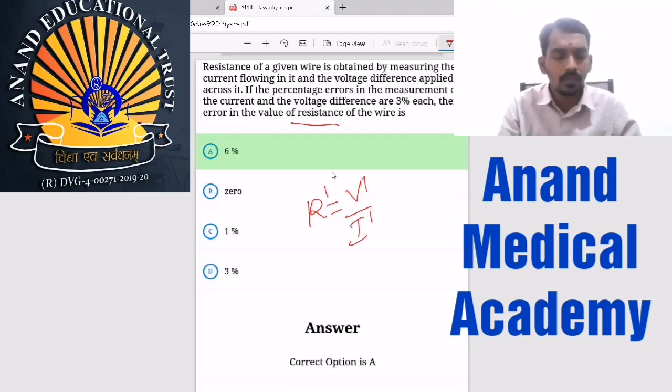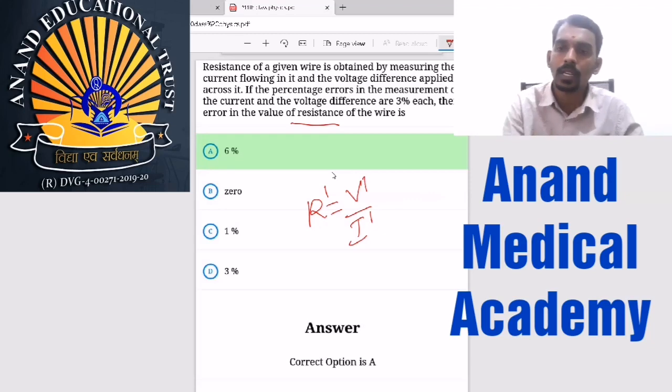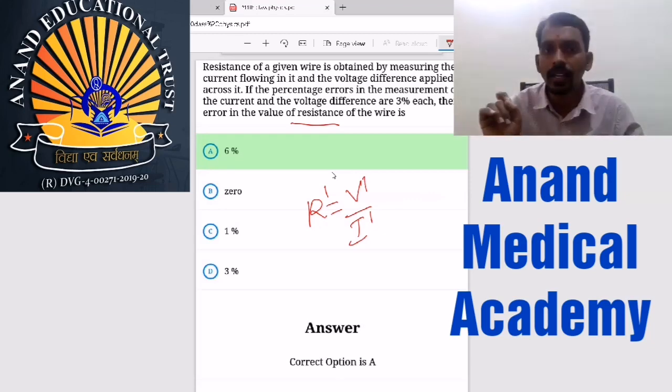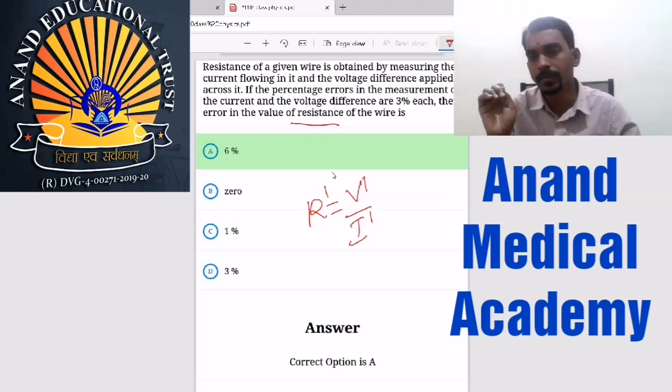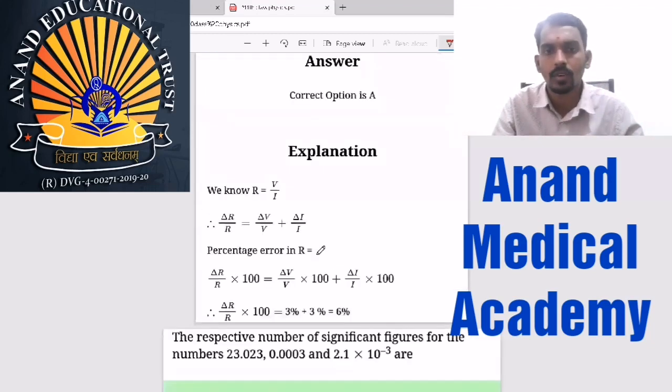But as you learned, always the quantity which is to be measured should be on the left side. The remaining quantities should be on the right side. And never take a minus negative sign. Never subtract anything in error measurement. One of the easy and important models. Here the solution is there.